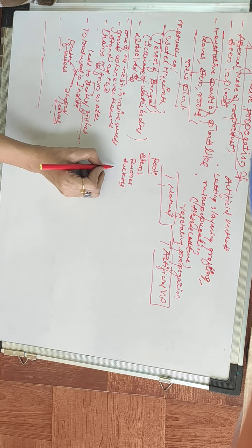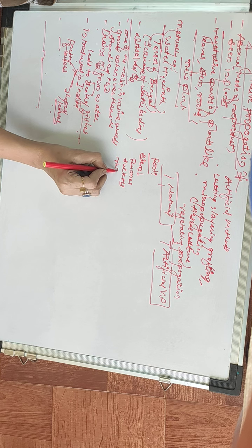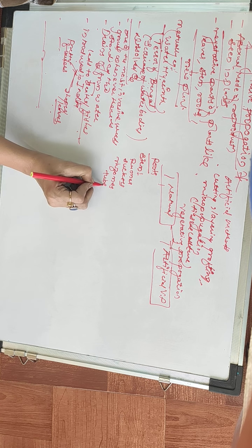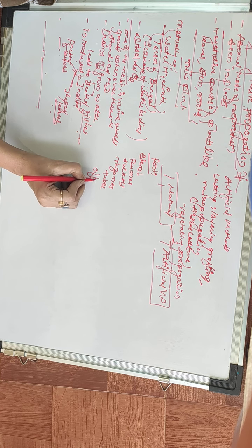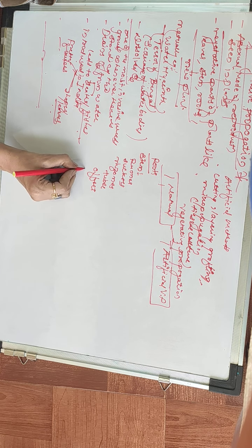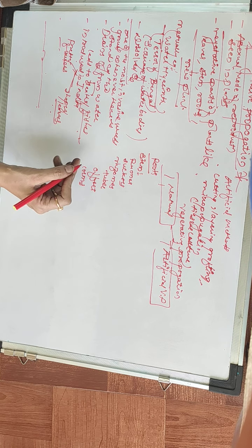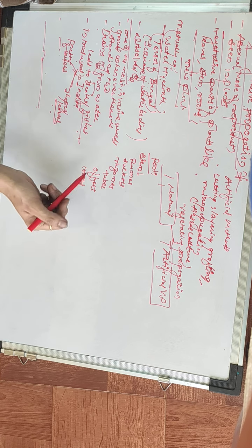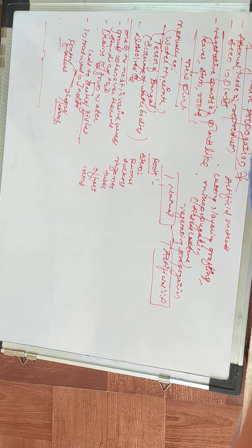then rhizomes, then tuber, offsets, then bulb. Okay, so these are the units of natural vegetative propagation. So first we will see, what do you mean by natural vegetative propagation? Through the vegetative part, they grow naturally to form a number of plants. That is called natural vegetative propagation.